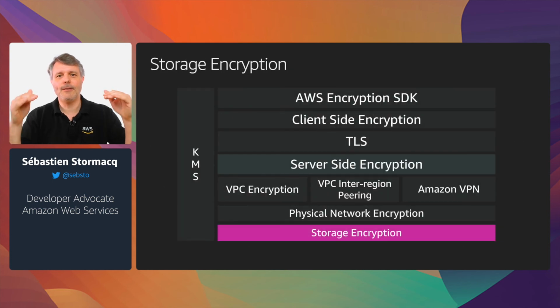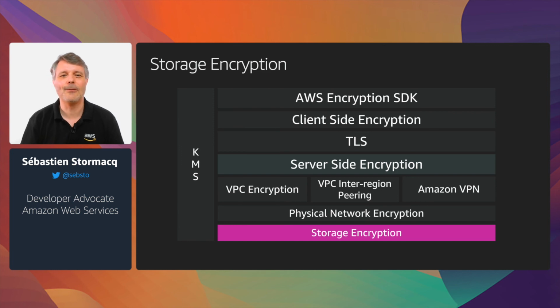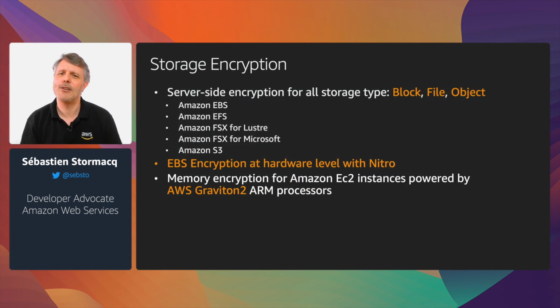And finally, to finish my talk and going down into my lasagna slide, let's talk about storage encryption. I mentioned storage encryption already for Amazon RDS and for Amazon S3. Amazon S3 is object storage, but we have many other types of storage. We have block storage like Amazon EBS. We have file storage with EFS or FSx for Lustre. So on all these storage options, you have the possibility to encrypt the data at rest. Most of the time it's just a flag to enable in the console or in the API.